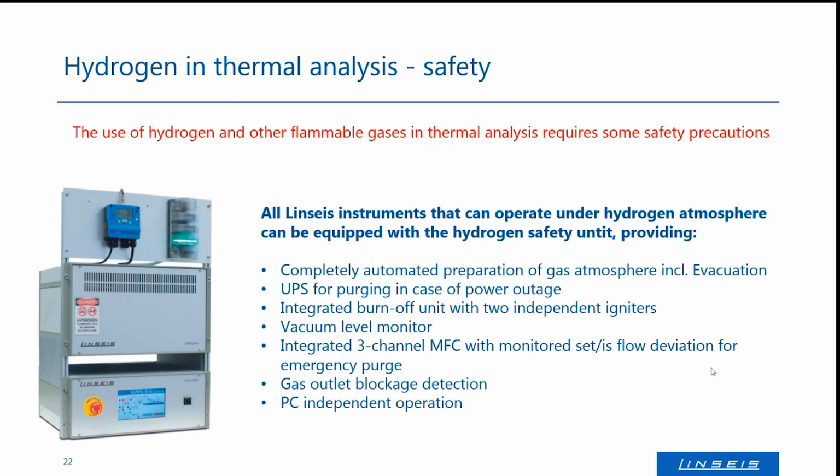It measures deviations from the set values in case of leakage. In case a gas container is running empty, it will automatically close the valves and purge with inert gas. It's coupled to detection systems that measure the hydrogen or methane or whatever you use concentration around the instrument, at every connector, at every pipe. If there's a leakage detected, if there is an unwanted release to the room, it will also shut down the gas flow and bring the instrument into a safe state.